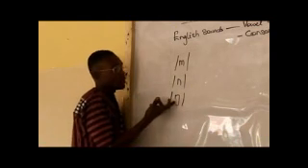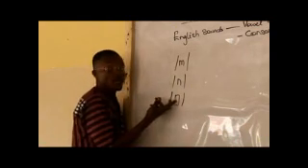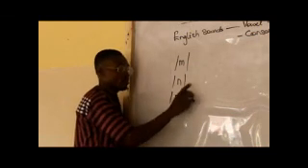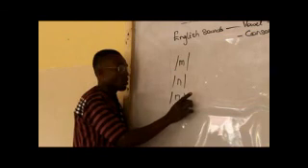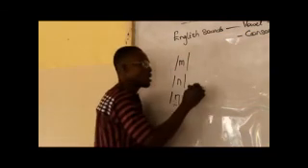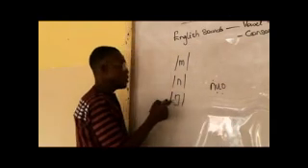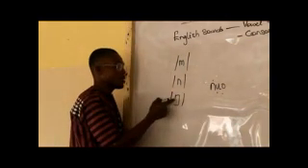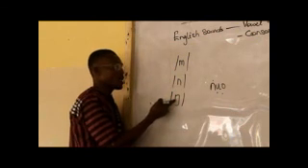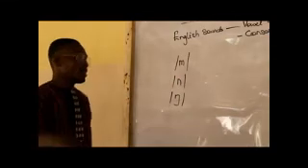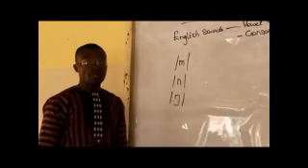Whereas this, our friend here, the nga sound, it can't begin words. Unlike our own Igbo language, where you can have something like ngoa. You can't have any English word that begins with the nga sound. Usually, it comes in the middle and at the end of words. You will see examples shortly.